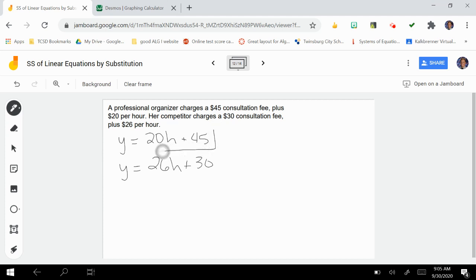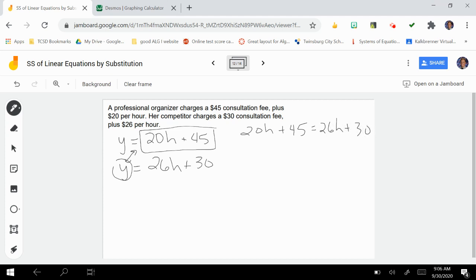So I'm just going to box this up. Wherever I see a y in this equation, I'm going to just flip-flop those. And now I get 20h plus 45 equals 26h plus 30.